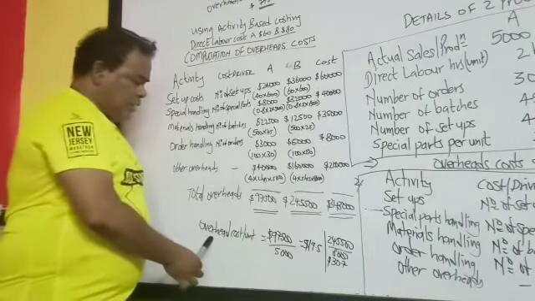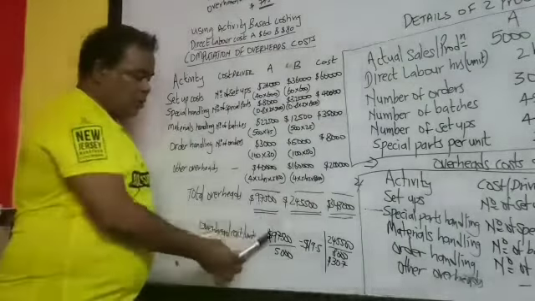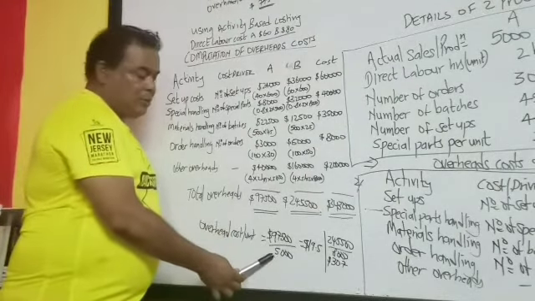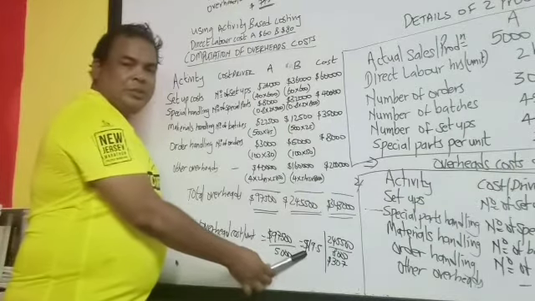And now we have to calculate overhead cost per unit. Total overhead cost 97,500 over 5,000 units. This will give us $19.5.